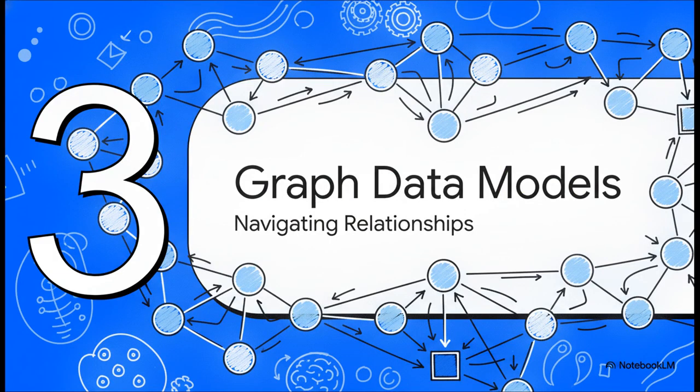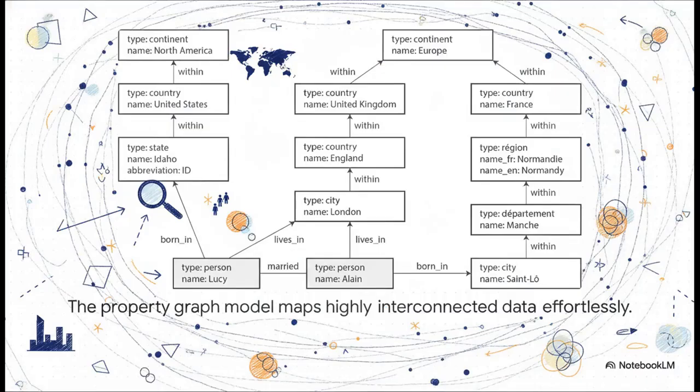Section 3. Navigating graph data models. What happens when the relationships between your data points become vastly more complex than simple analytics?